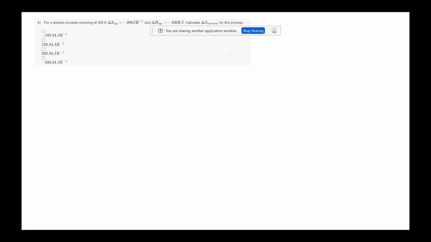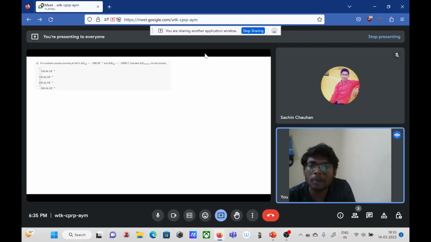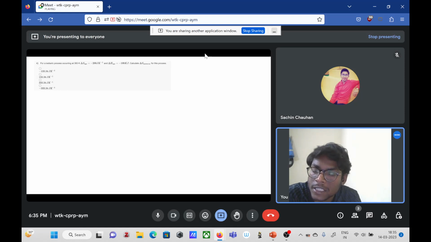Okay, let me go to the next problem. Next problem says, for an isobaric process occurring at 300 Kelvin, change in entropy for the system, delta S system, is minus 200 joule per Kelvin, and change in enthalpy for the system, delta H system, is minus 100 kilojoule. Now the question is, calculate delta S universe for this process.